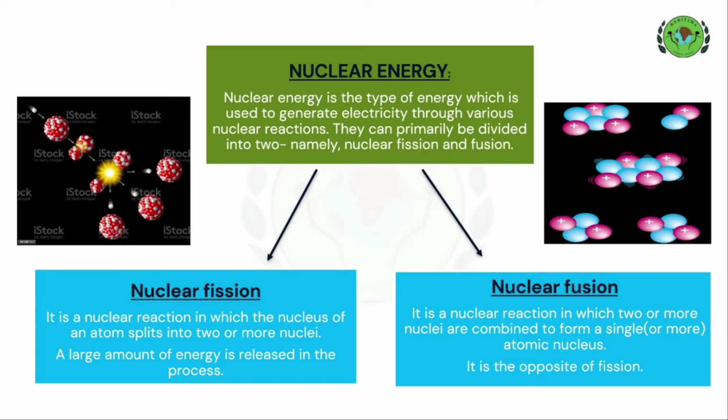Defining nuclear energy. Nuclear energy is the type of energy which is used to generate electricity through various nuclear reactions. They can primarily be divided into two, namely nuclear fission and fusion. Nuclear fission is a nuclear reaction in which the nucleus of an atom splits into two or more nuclei. A large amount of energy is released in the process.